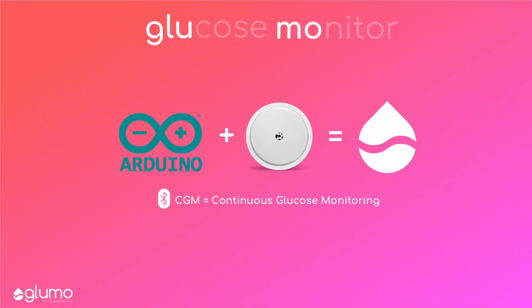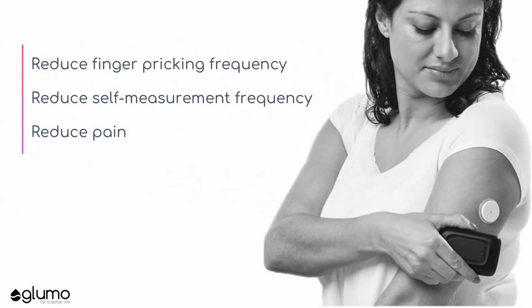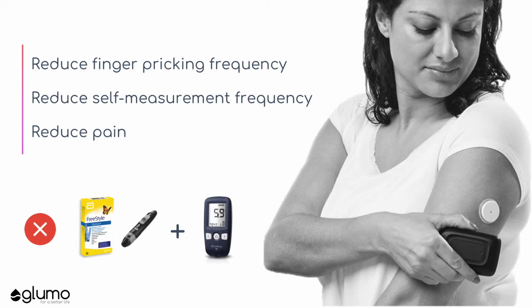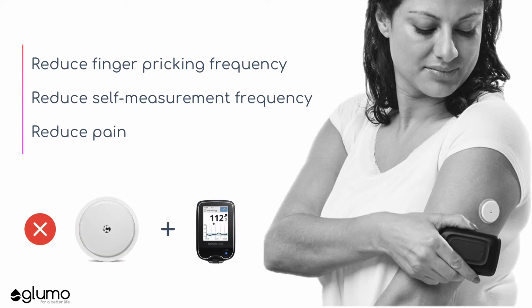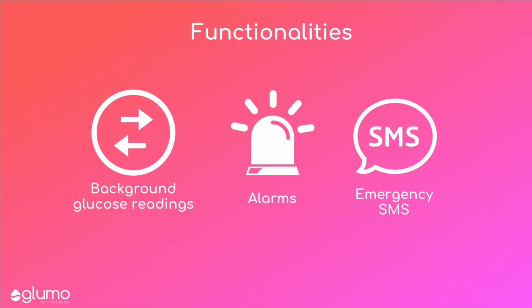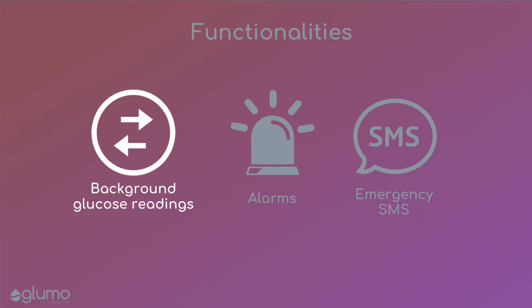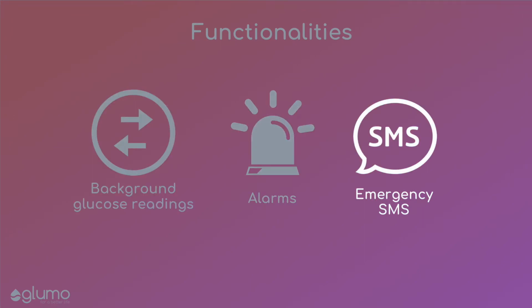Glumo is meant to be a tool of support for people who suffer from diabetes, providing a continuous monitoring service for the glycemic levels. Our idea is to get rid of the traditional methods, integrating our app with new monitoring technology and improving it by replacing the glucometer with the smartphone, providing functionalities such as background glucose readings, alarms, and emergency SMS.